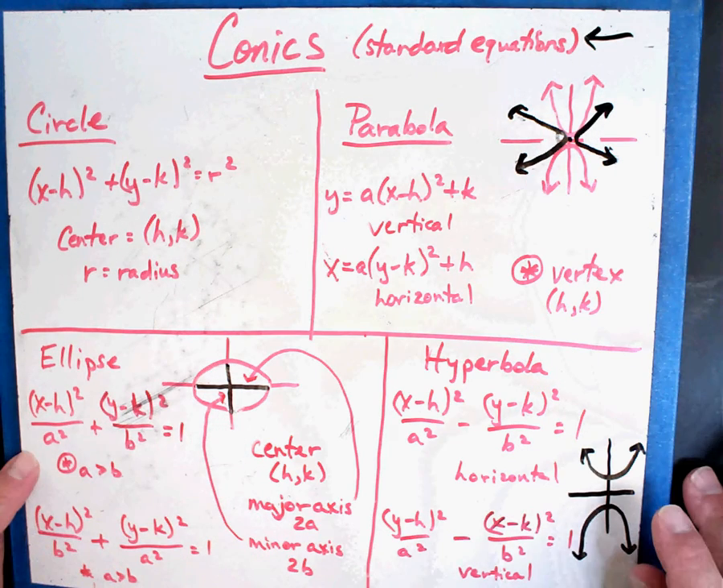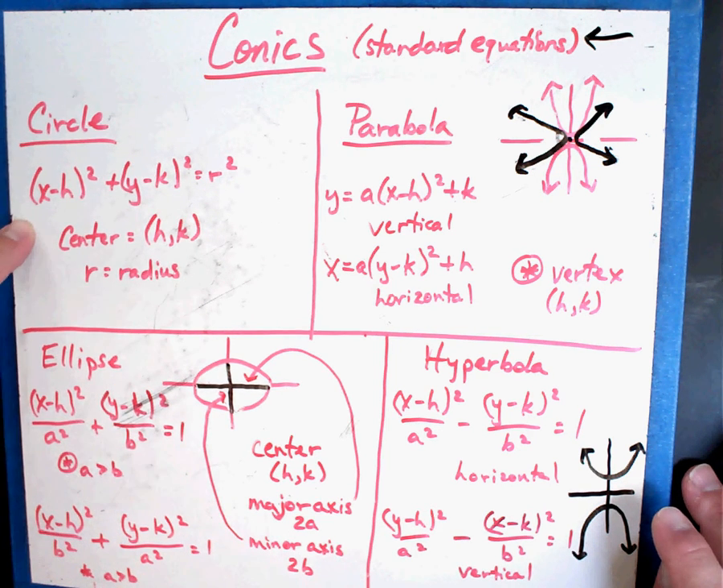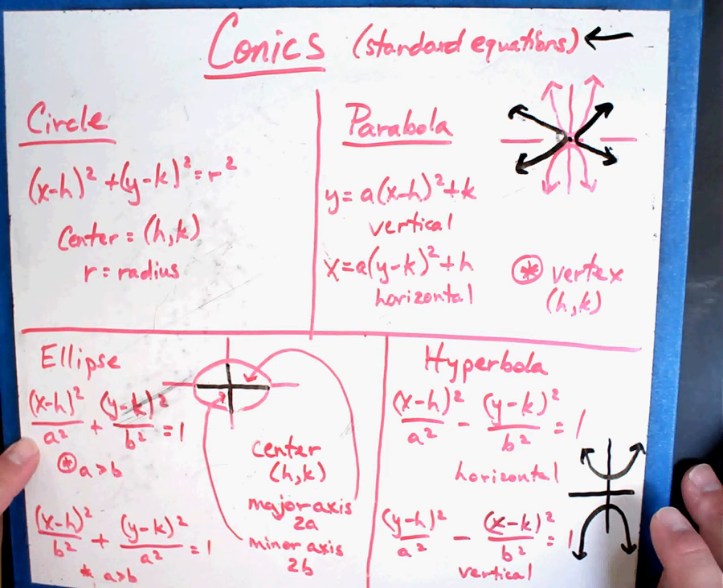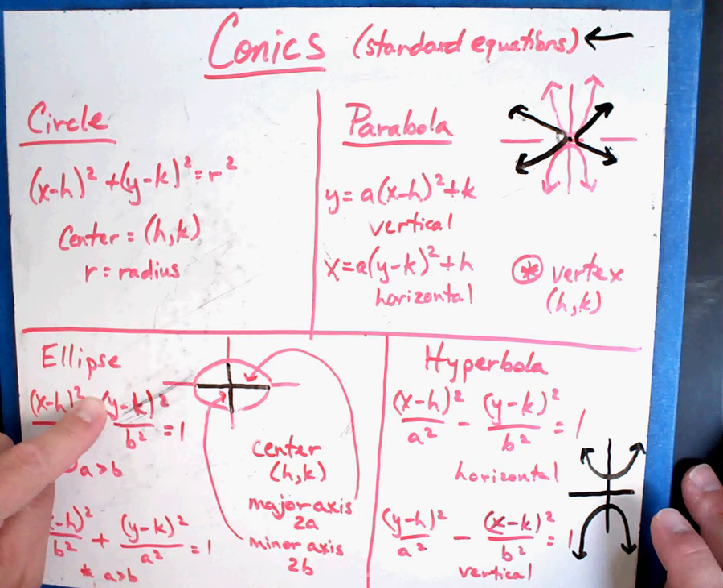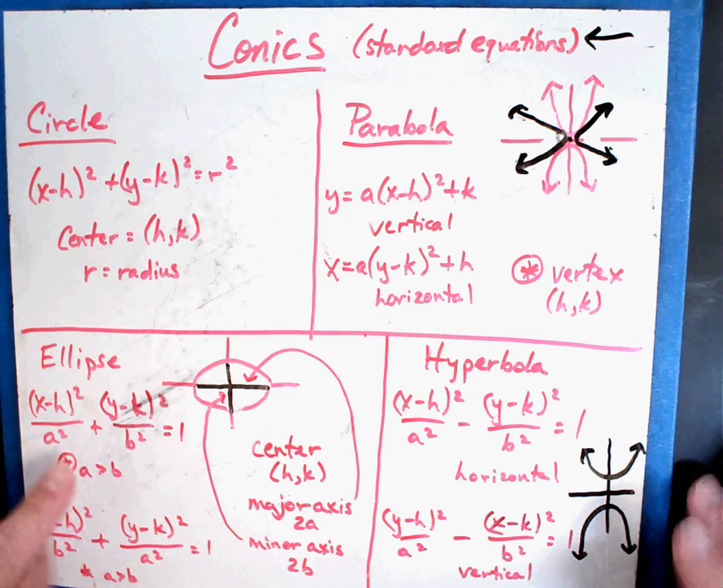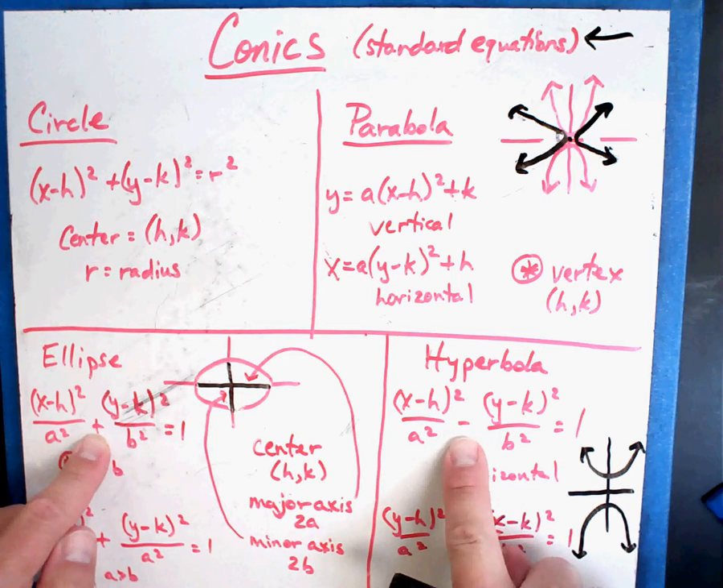In an ellipse, you're going to notice it sort of looks similar, but there are some differences. This one does not have fractions, but this one does. They all look very similar, so you have to be careful. It's x minus h squared over a squared plus y minus k squared over b squared equals 1. Let me point to a difference here: the ellipse has a plus sign and a hyperbola has a minus sign. And there are some other differences, but that plus and minus sign is a huge difference.